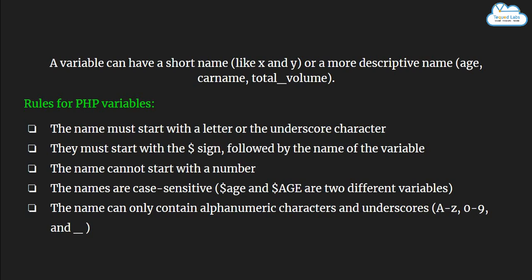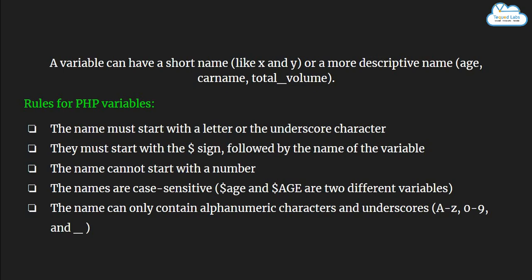So they must start with a $ sign followed by the name of the variable. So the name cannot start with a number. Just like I told you, the variable name must start with a letter or an underscore character. That's it. No special characters are allowed in the starting. It should not start with a number.